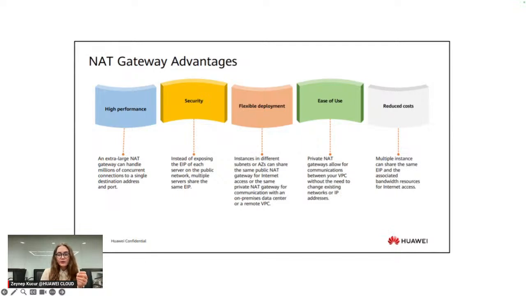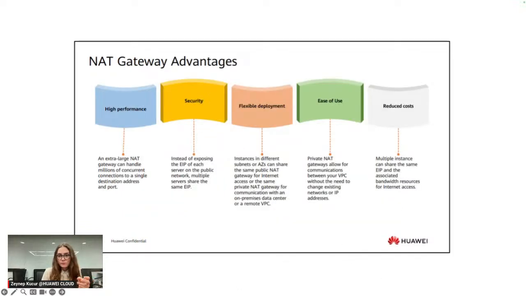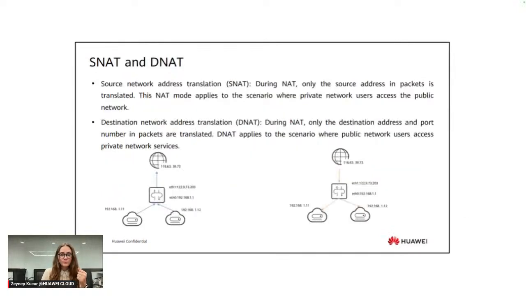NAT Gateway offers several benefits. It handles loads efficiently and enhances security by shielding individual IPs. We see resources here. They share a single EIP. Their private IPs are not shown to the internet because Network Address Translation, NAT Gateway, literally keeps them private and then translates whatever private IP it is and shows the way. It allows flexible configurations across different areas, is user-friendly, and helps in reducing costs by sharing a single IP and bandwidth resources across multiple instances in the VPC.